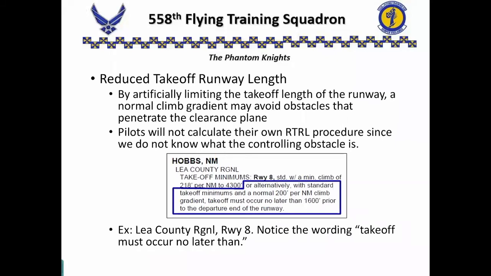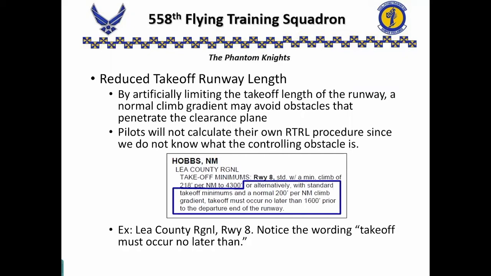Reduced takeoff runway length, another way that the TERP specialist could have us avoid obstacles. By artificially limiting the length of the runway, they force us, or could force a pilot, to take off a little bit sooner, therefore having a little bit more altitude by the time they get to the obstacle. Now, as pilots, we will not calculate our own RTRL procedure because we don't know what that controlling obstacle is that the TERP specialist is looking at. That's not shown necessarily on any approach plate or departure procedure.